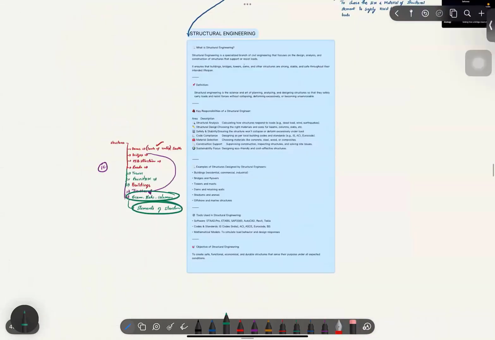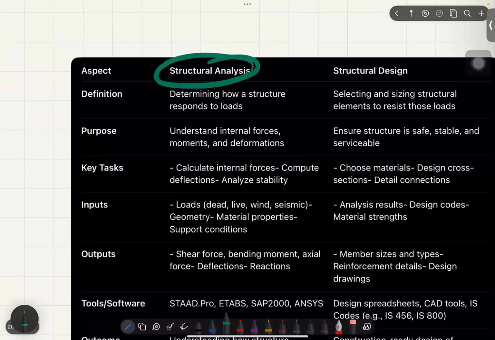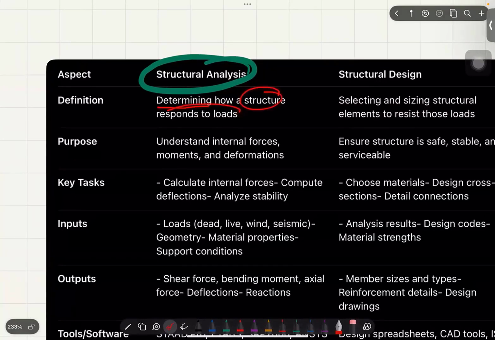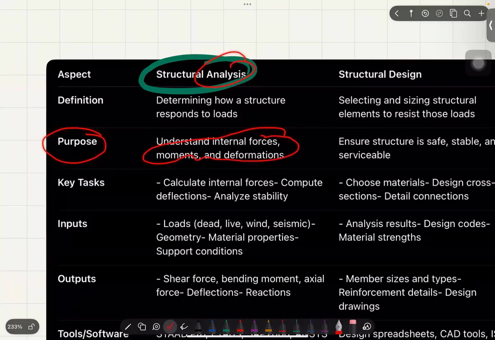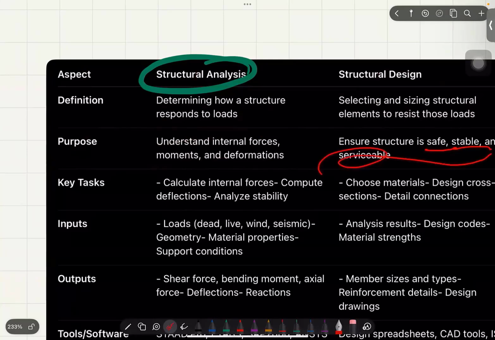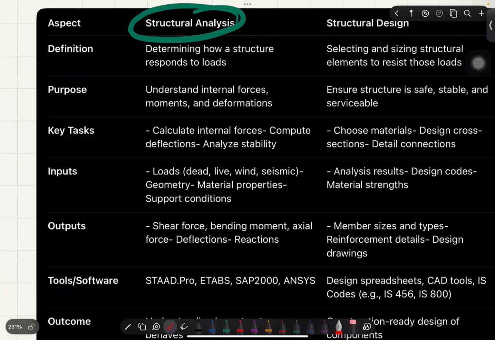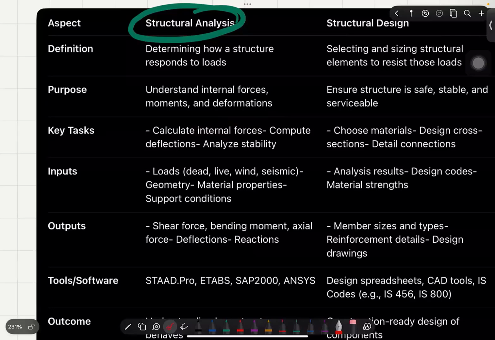Now, when I come to the difference between analysis and design, as I said, analysis determines how a structure responds to the load, and design is selecting and sizing the structural elements to resist those loads. The purpose of analysis is to understand the internal forces, movements, and deformations. The purpose of design is to ensure the structure is safe, stable, and serviceable. And what are the key tasks in structural analysis? We calculate the internal forces like bending moment, shear force, reactions, axial force, etc. We compute the deflections and we study the stability.